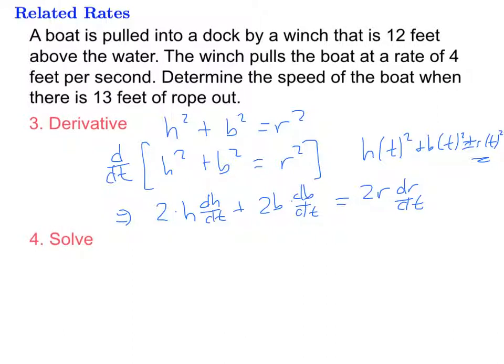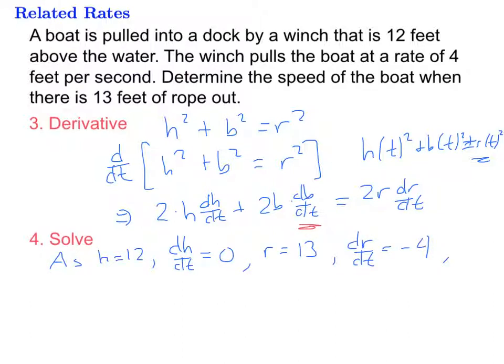So the last step here is to solve. And recall way back in step 1 we said that this is what we want to figure out. We want to figure out db/dt. And recall all the things that we learned back in step 1. So we said we knew a lot of stuff. We knew that h was going to be 12. We were currently 12 feet high.